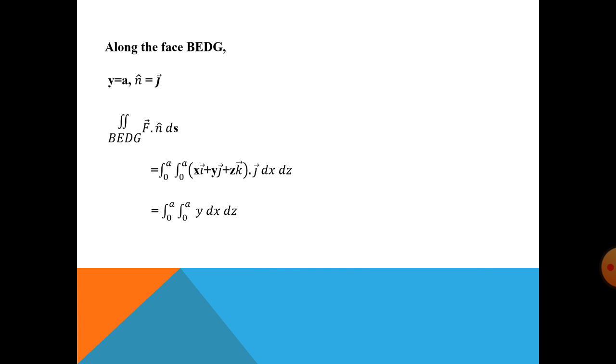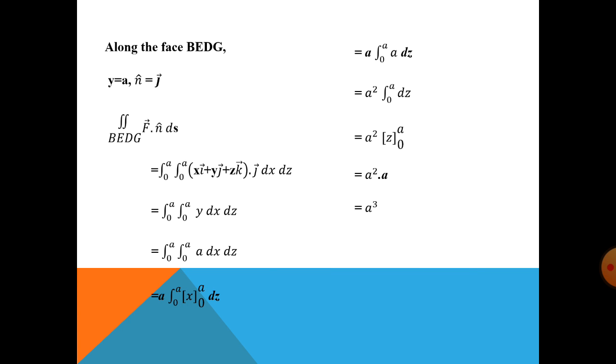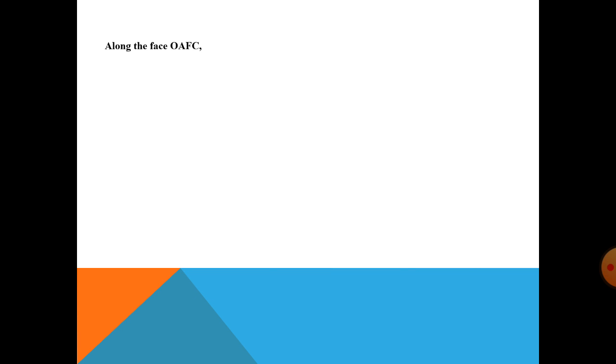Along the face BEDG, y is equal to a and n cap is j vector. In the surface integral along BEDG, substitute f vector and n cap values. Since the face occurs in the x and z axes, ds is equal to dx dz. And then solve the dot product inside the integral. First integrate with respect to x and then substitute the upper limit and lower limit for x. And then integrate with respect to z. By substituting upper and lower limit for z, we get a cube.